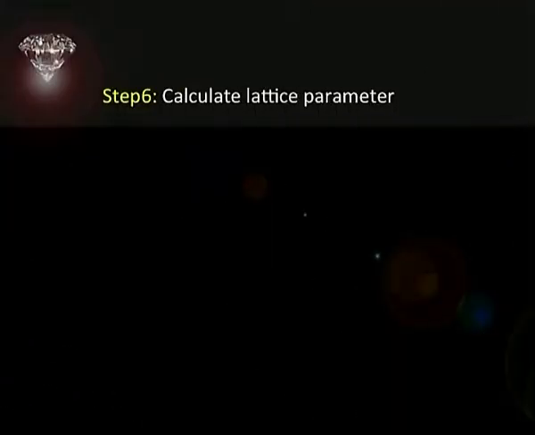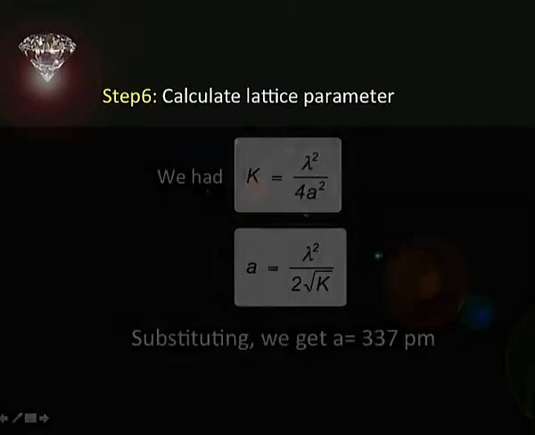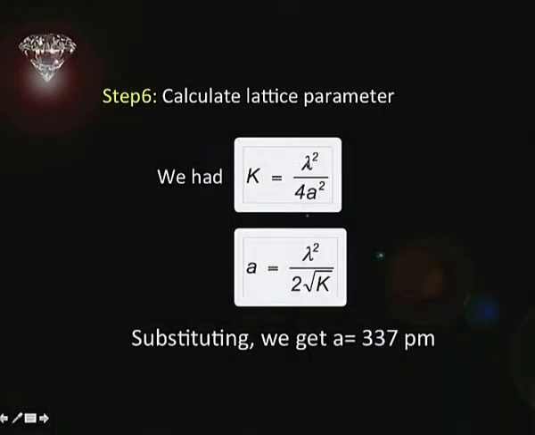Now, our next objective is to find out the value of lattice parameter, that is value of a. We know that the value of k is equal to lambda square by 4 a square. I just rearrange that, my a comes out to be lambda by 2 square root k. K I know it is 0.0111 and lambda is given to me. I just substitute the values, we get the value of a to be equal to 337 picometer, and that is the value of unit cell parameter in case of polonium.